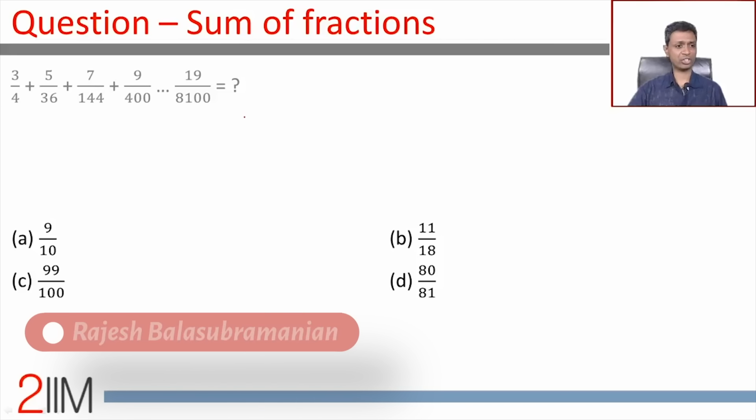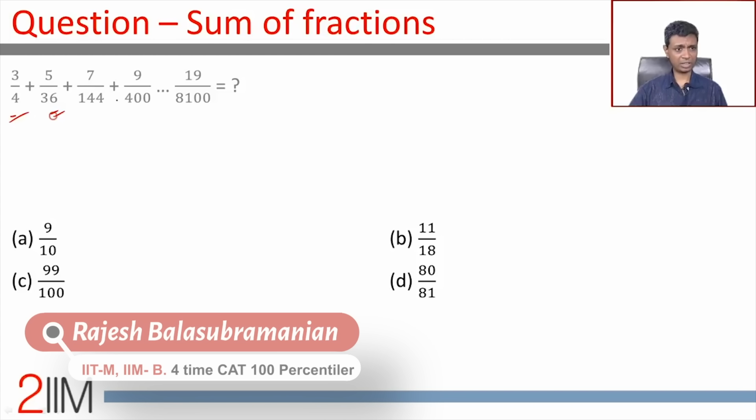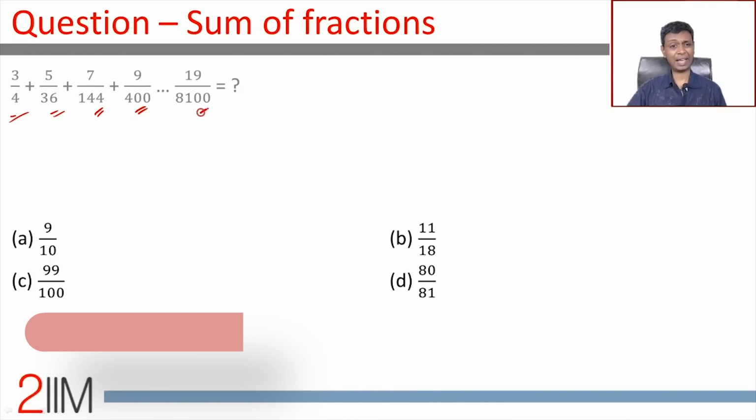Question, sum of fractions. I want to do 3 by 4 plus 5 by 36 plus 7 by 144 plus 9 by 400, all the way to 19 by 8100. It seems like a funny question. We need to get what the sequence is.